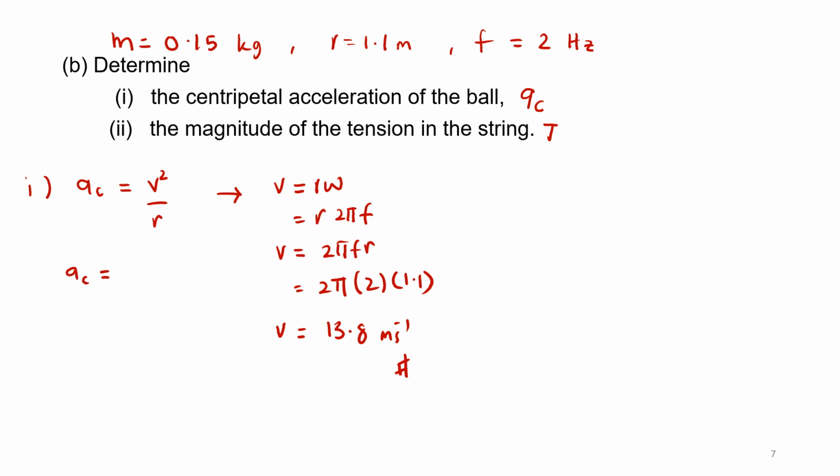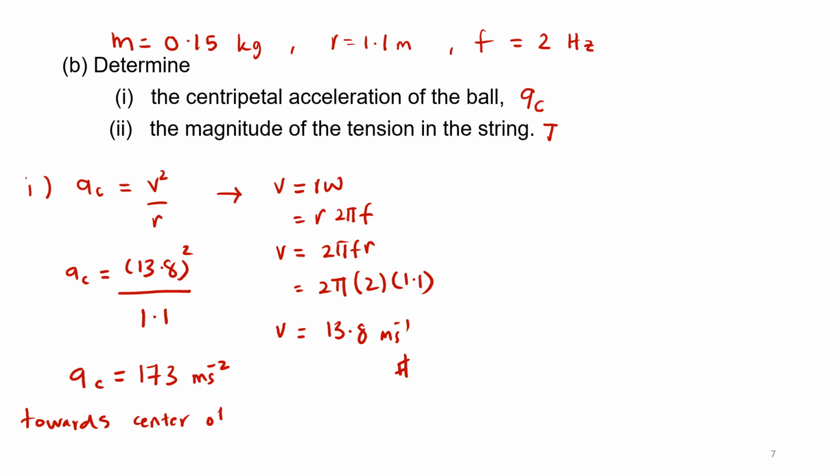So now we can calculate the centripetal acceleration. AC is equal to, we substitute the value of v, which is 13.8 square divided by r, which is 1.1, and get the answer of AC, which is 173 meter per second square, and the direction is towards the center of the circle.